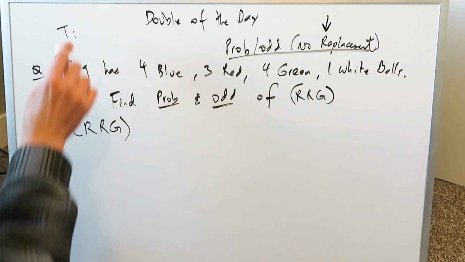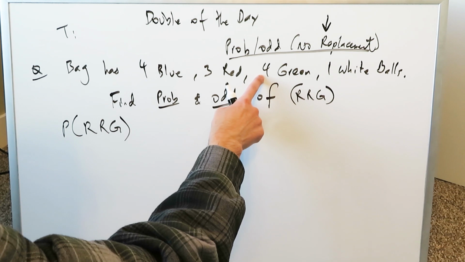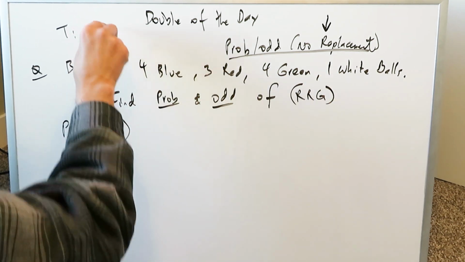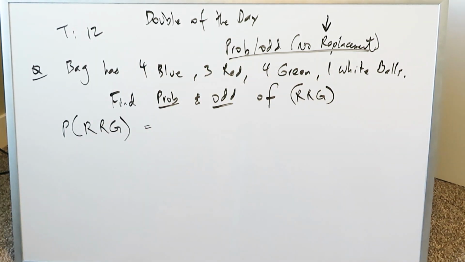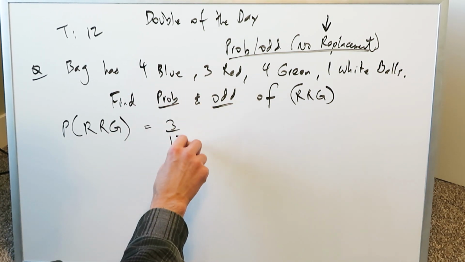Look at what the total is over here. Count those items. You have 4 plus 3 is 7, 7 plus 4 is 11, 11 plus 1 is 12. What's the probability of obtaining a red ball? Well, you have 3 reds out of a total of 12.